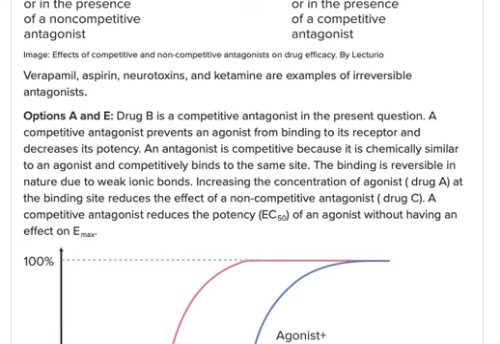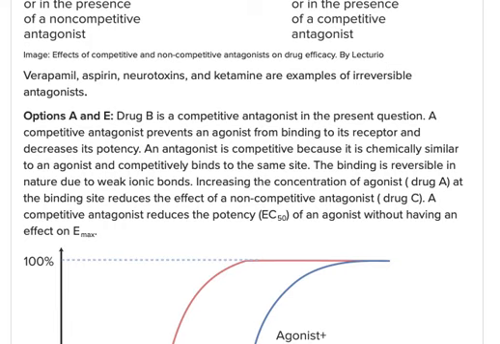Option A and E. Drug B is a competitive antagonist in the present question. A competitive antagonist prevents an agonist from binding to its receptor and decreases its potency. An antagonist is competitive because it is chemically similar to an agonist and competitively binds to the same site. The binding is reversible in nature due to weak ionic bonds.